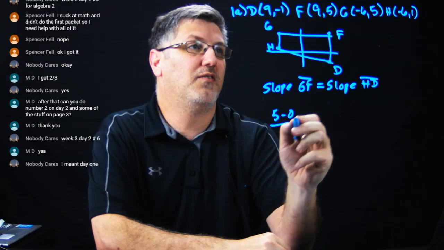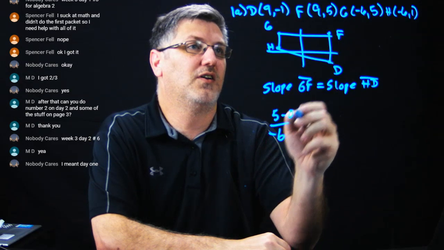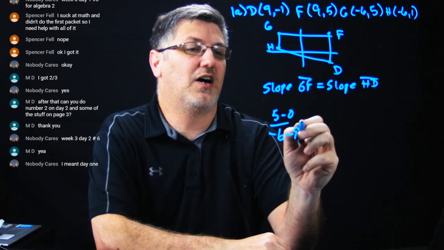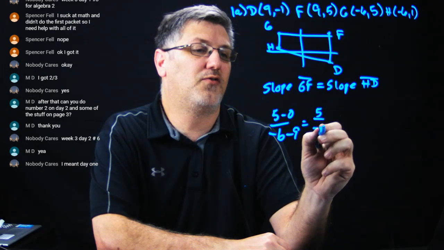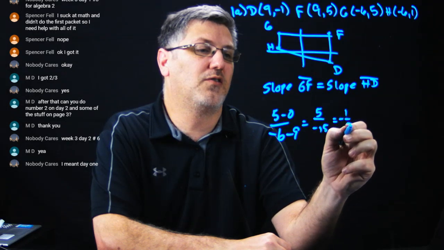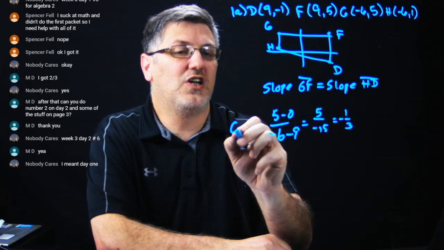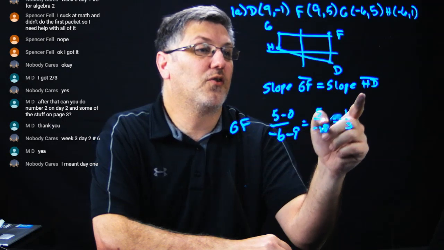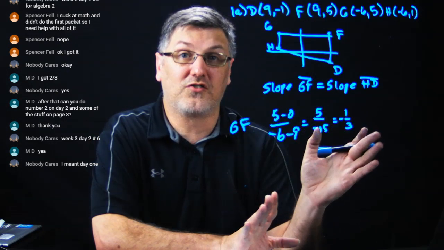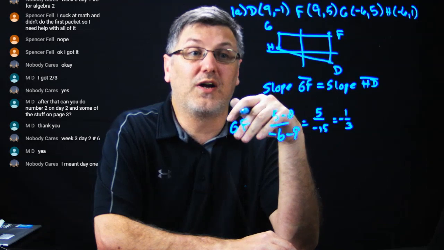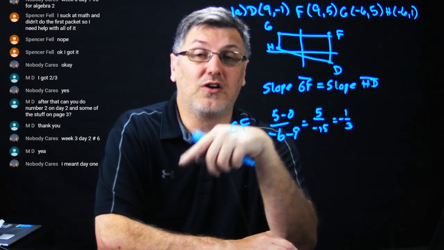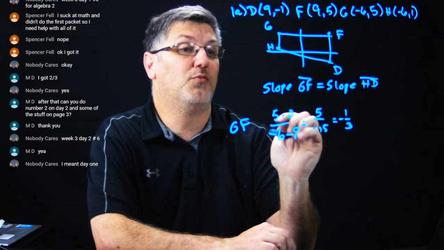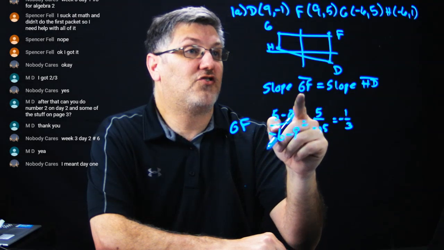5 minus 5, -6 minus 9. This gives me 5 over -15, which gives me a -1/3. All right, so this is the slope of GF. So if the slope of HD is not -1/3, we can stop. It's not a rectangle. If it was a rectangle, they'd be parallel. And I'll tell you what we'd be looking for if they are, and I'll refer back to the example on the page. So that's GF.